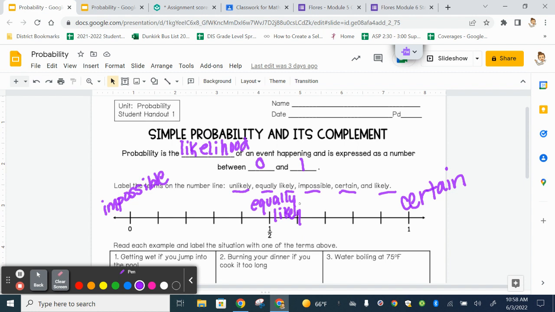All right. Now, if I'm at the equally likely part, that means it could happen or it could not happen equally. If I work my way towards the impossible, that means the closer I get here, the less likely it is going to happen. So this is the area that's kind of like, well, it's unlikely. It could happen, but it's unlikely. So we're going to put that unlikely right in the middle.